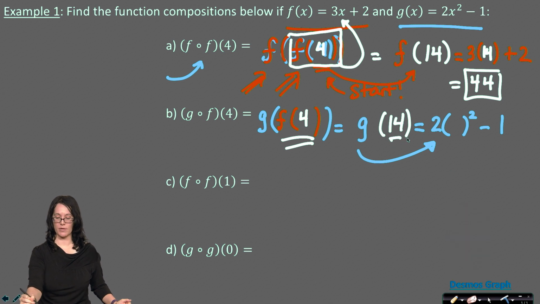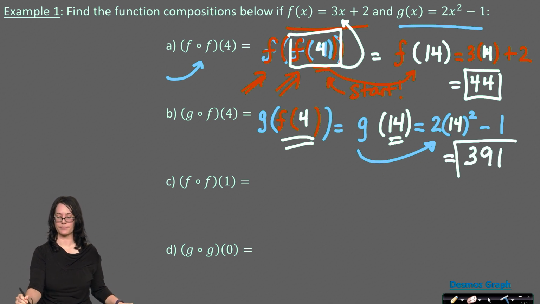Okay, so I need to take my input and square it. My input here is 14. So if I take 14 and square it, order of operations, we do exponents before we multiply. Try PEMDAS or BIDMAS if you're from overseas. 14 times 14 is 196, and if you multiply that by 2, you get 392. If you take 392 and subtract 1, we have 391.